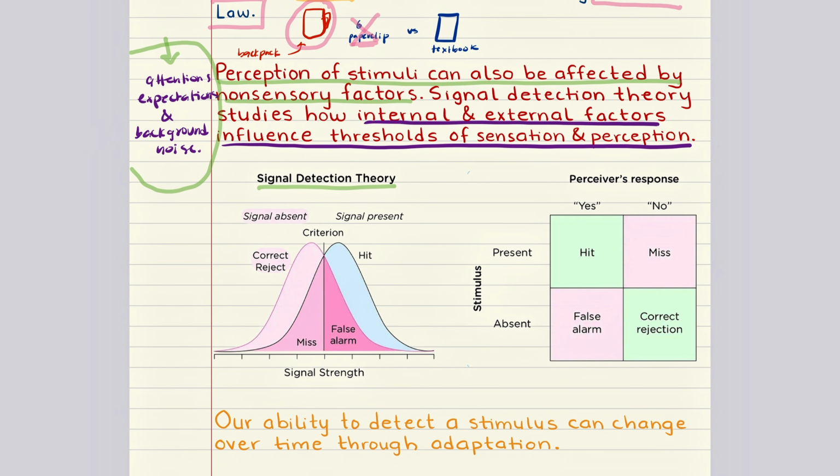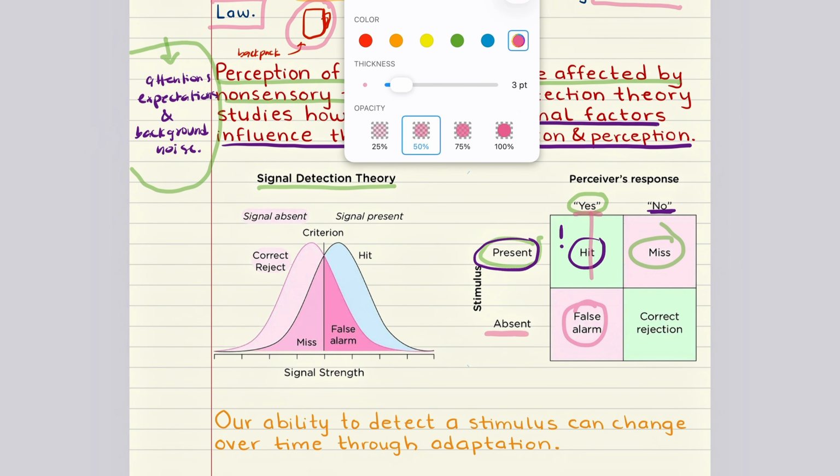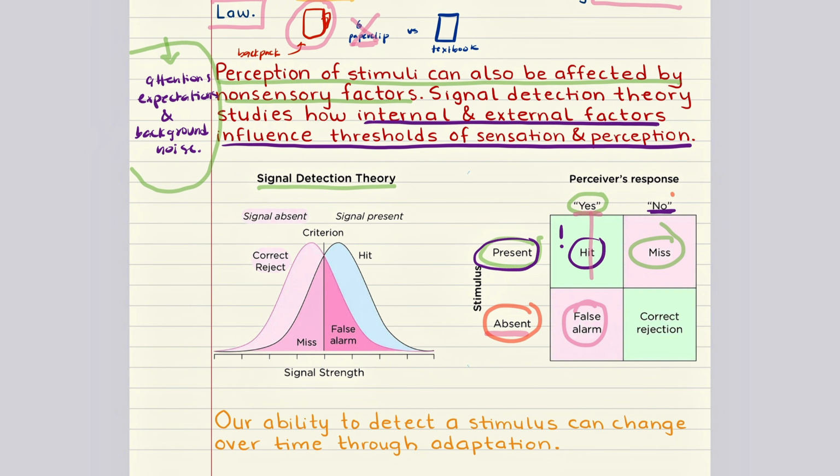If the signal is present and the person says that it is present, that is a hit. If the signal is present but the person fails to detect it, that is a miss. If the signal's absent but the person thinks that it's present, that's a false alarm. And if the signal is absent and the person correctly says it's absent, then this is a correct rejection.